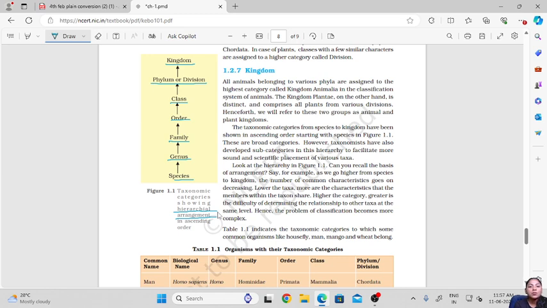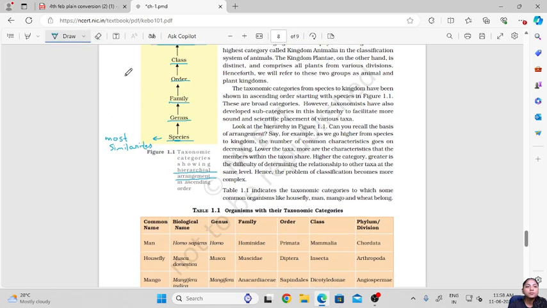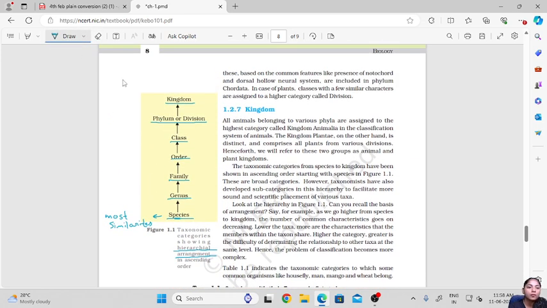The organisms that belong to one particular species will have the most similarities. And as we go higher and higher, the common things or the similarities will keep on decreasing as we go from species to genus to kingdom.